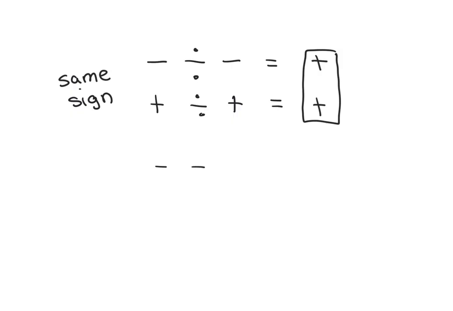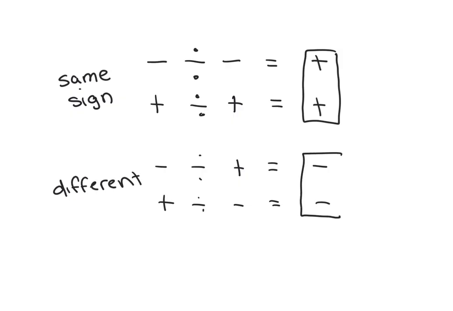When your signs are different, a negative divided by a positive, that's going to be a negative. And a positive divided by a negative is going to be negative. So when you have different signs, your answer will always be negative.